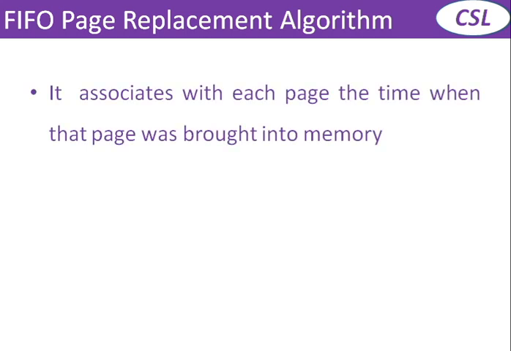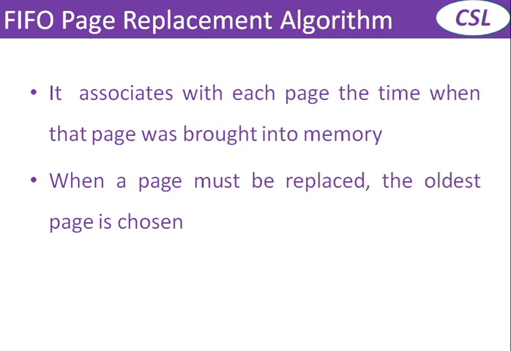The first in first out page replacement algorithm associates with each page the time when that page was brought into memory. So we have to maintain, or find out, which page was brought into memory at which time. That means when a page must be replaced, the oldest page is chosen. So it's a kind of queue data structure.